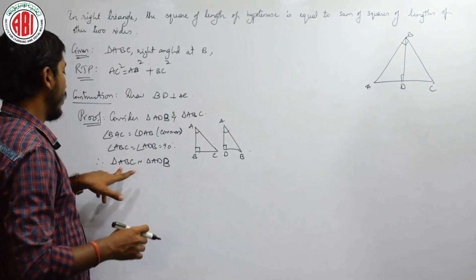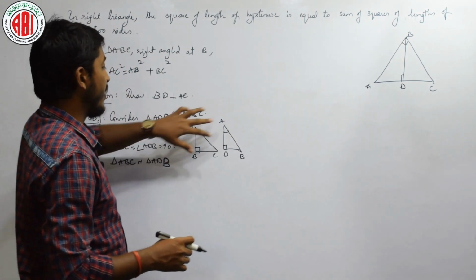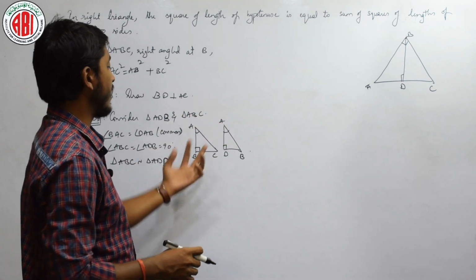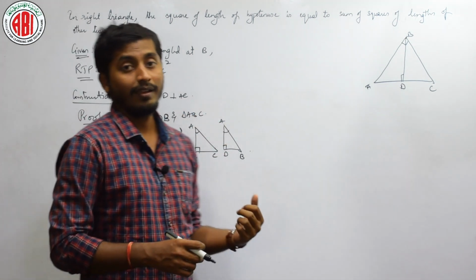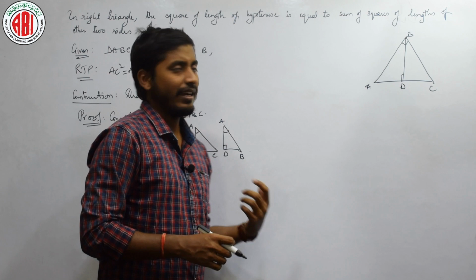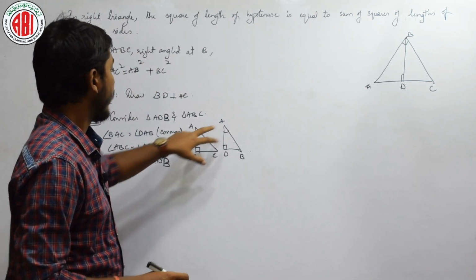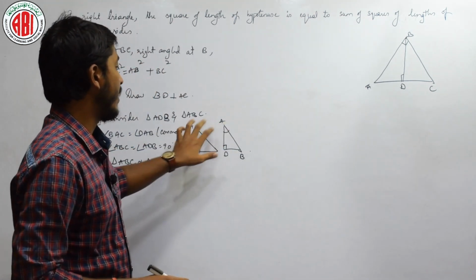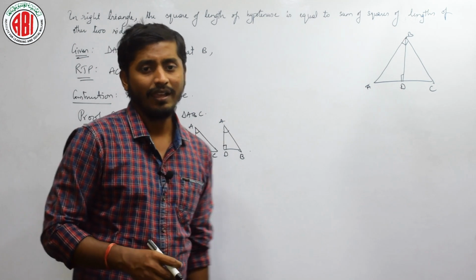Now see here, what is the condition now? AB by AD is equal to AC by AB, that is equal to BC by DB. Yes or no? Let us assume only two things. AD by AB is equal to AB by AC. Okay, let us do now.